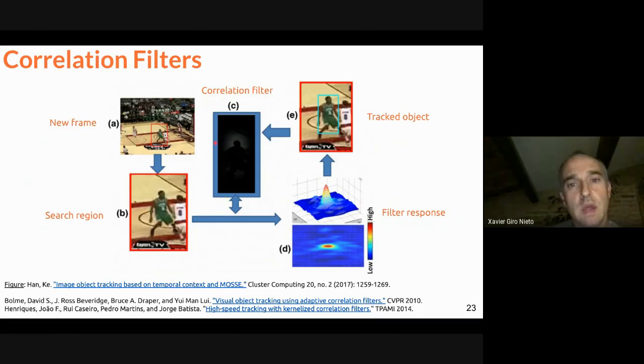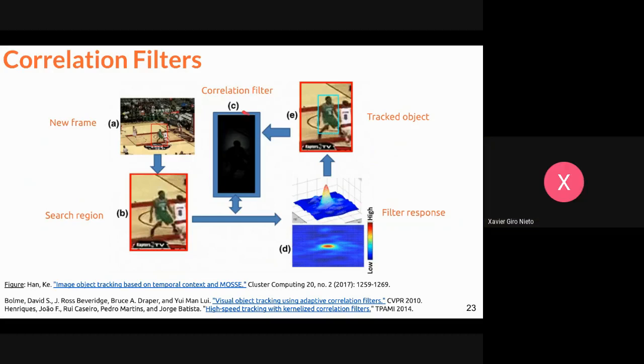You would have a filter. It's called the correlation filter. And this correlation filter would model the object that we want to detect. So this is the information of, let's say in this case, the appearance of the object that is being tracked.